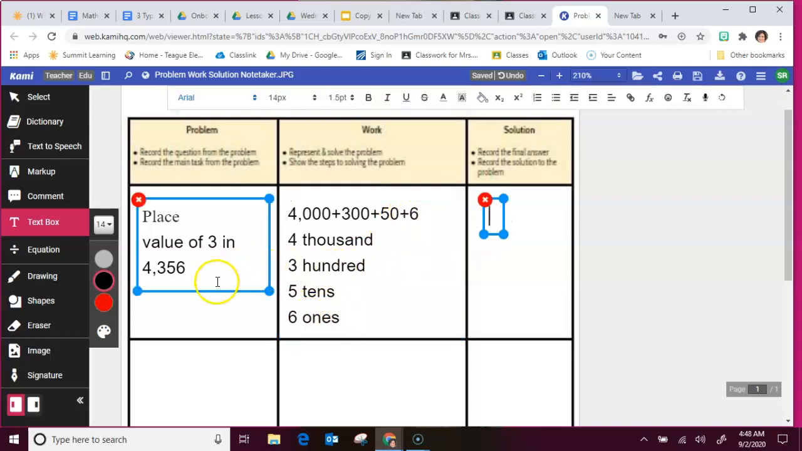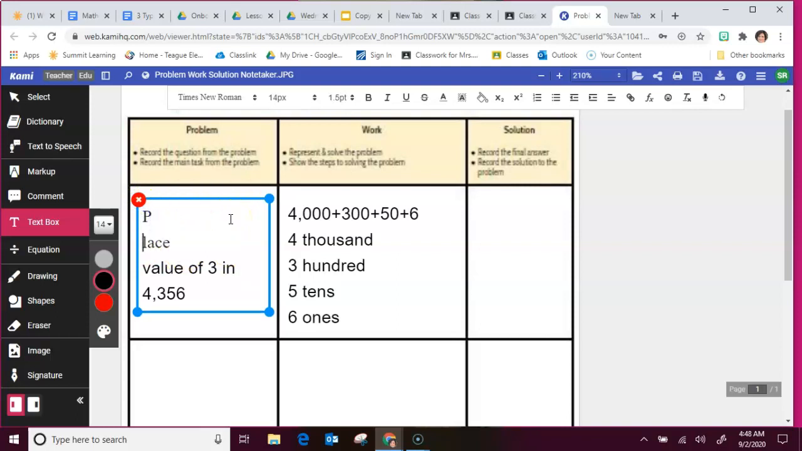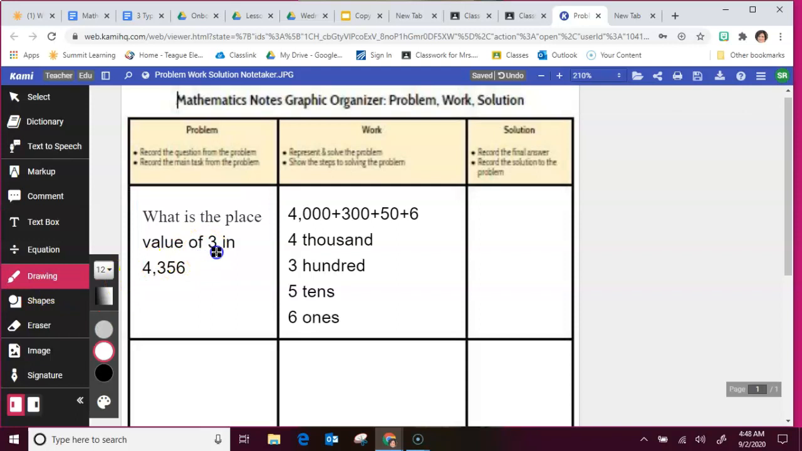So if I answer the question, what is the place value of 3 in 4,356? I might want to underline my 3 so I know what I'm looking for.